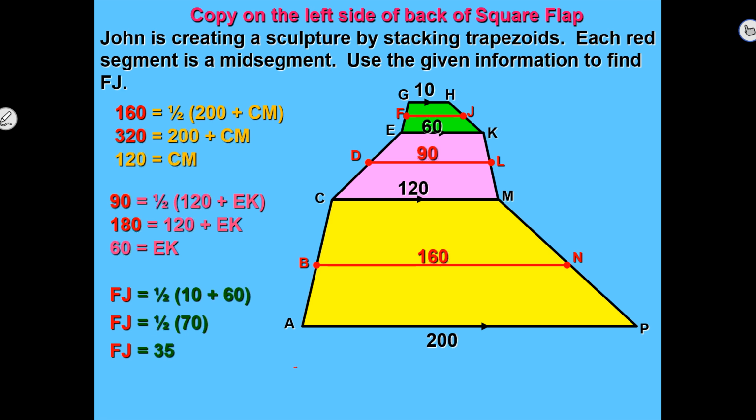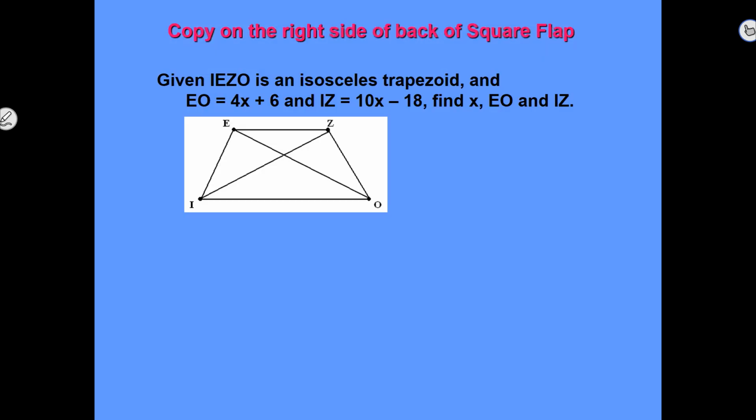All right, now we've got one more picture we're going to copy over on the other half of our top flap. So this was on the left-hand side. We're going to copy this next picture onto the right-hand side. This next one is not near as large. It's just an isosceles trapezoid all by itself, just the one. So you're going to copy this picture onto the right-hand side. Again, you don't need to copy down the sentence. We're just going to label all of these pieces.